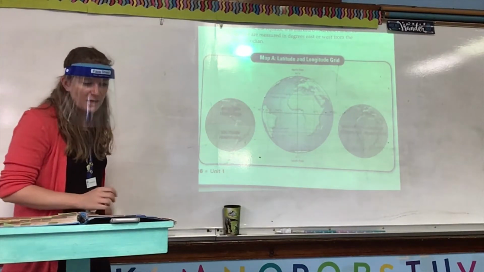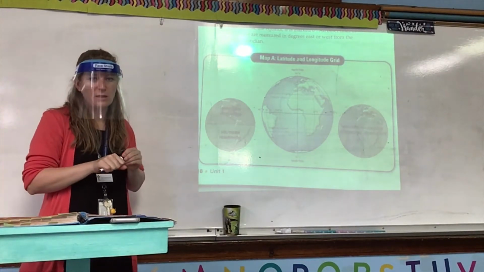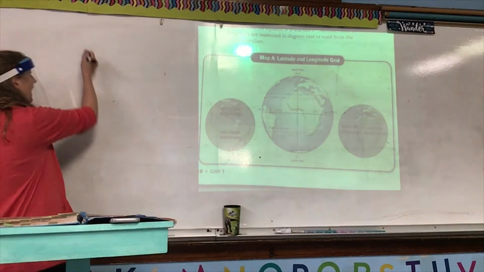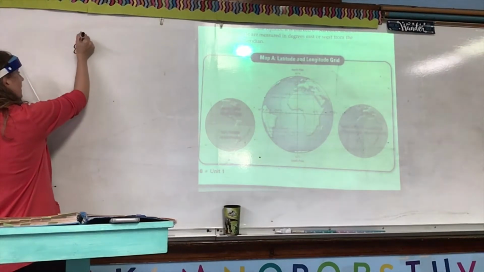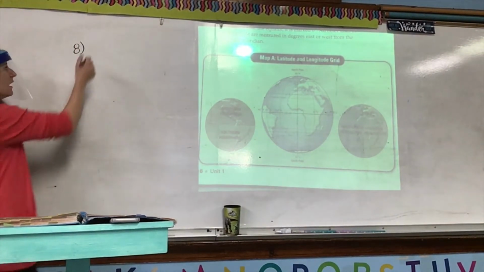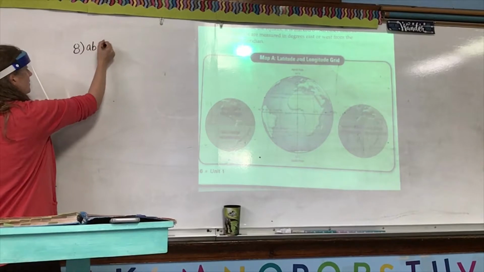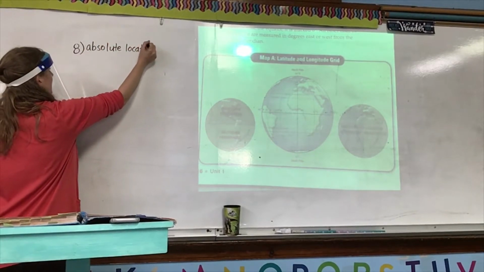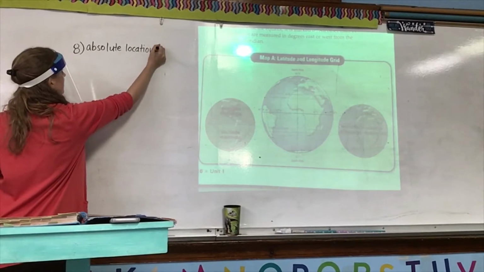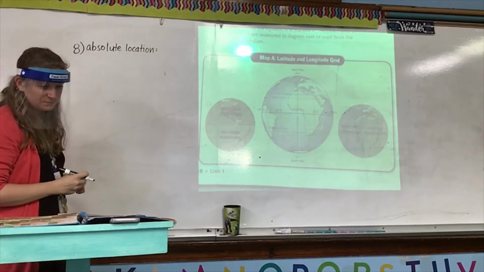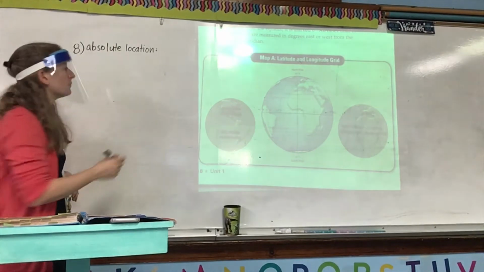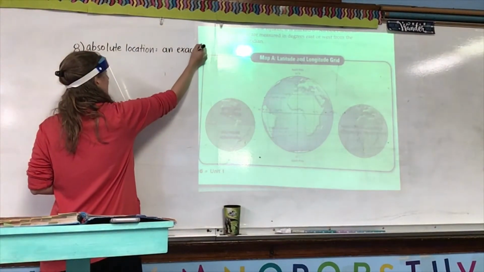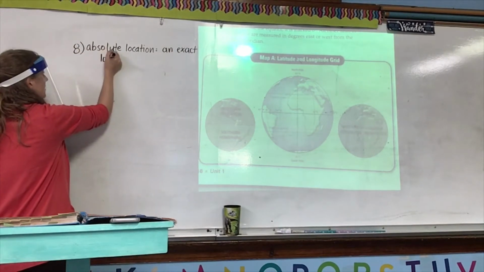So Smith, we're adding this vocabulary word. What number is this? 8. Number 8 is what, Smith? Absolute location. And what is absolute location, Smith? An exact location of a place.